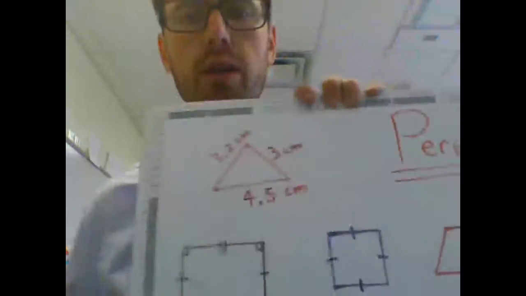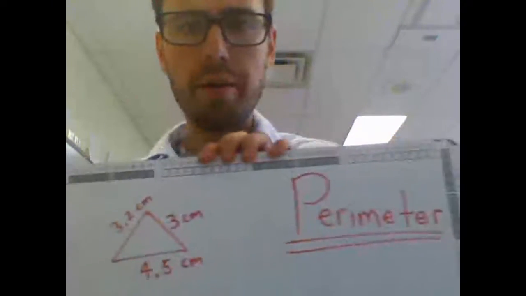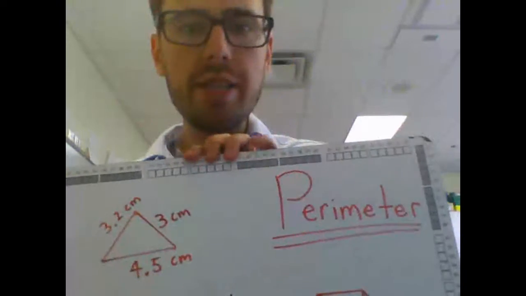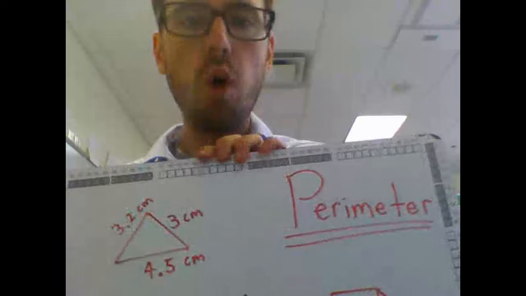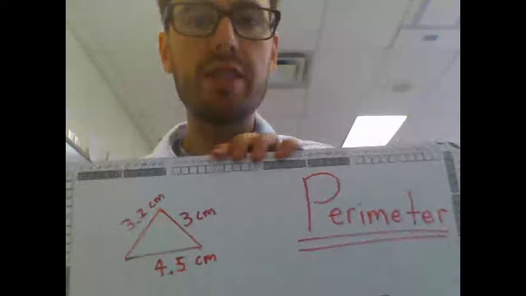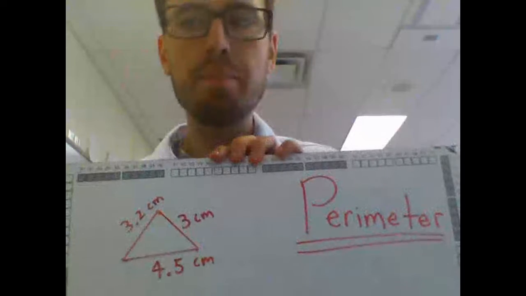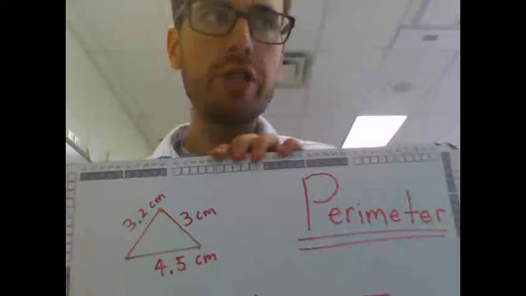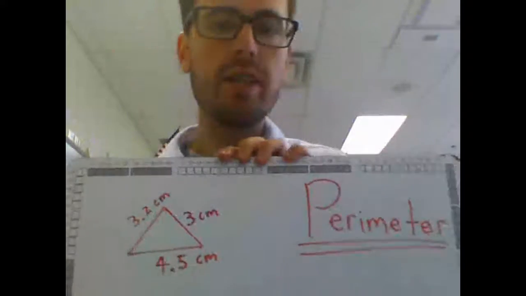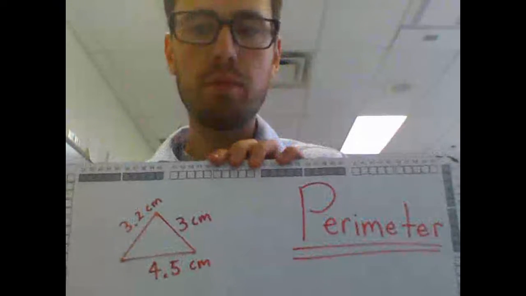So the first idea that we'll talk about with perimeter is perimeter is the measure of all sides added together. It's the sum of all sides. So the strategy to find perimeter is to add all your sides together.